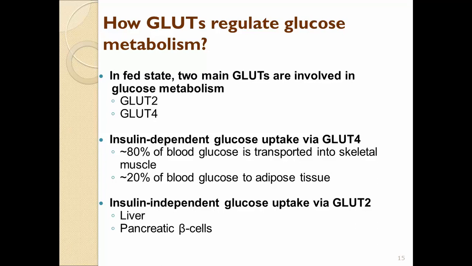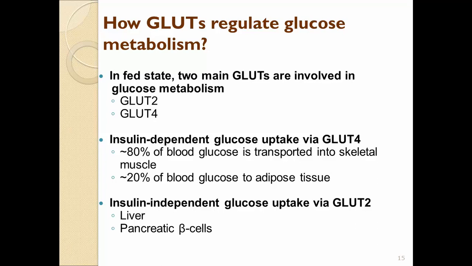So group 2, we know which tissues and organs express mostly group 2. We just talked about it in the last slide. Do you guys remember which tissues? You can look at your notes. Liver and pancreas beta cell, right? So group 2, okay, and group 4. Group 4, which tissue? Skeletal muscle and adipose tissue, right?